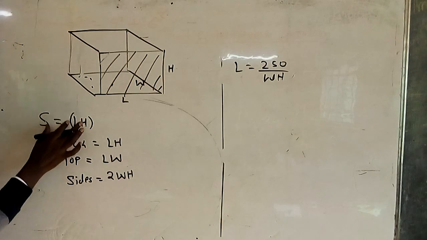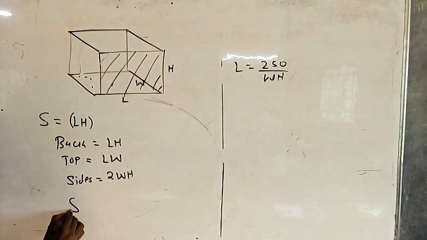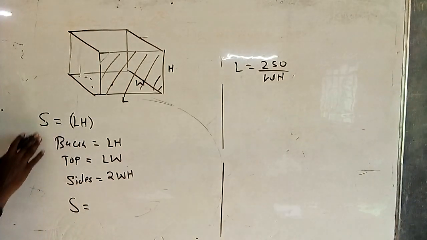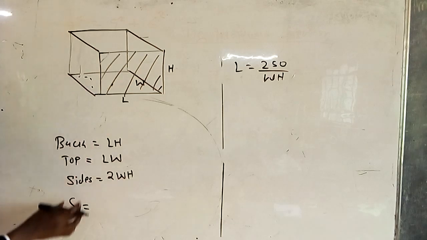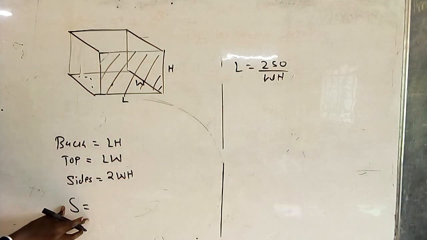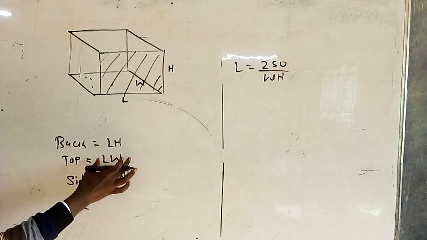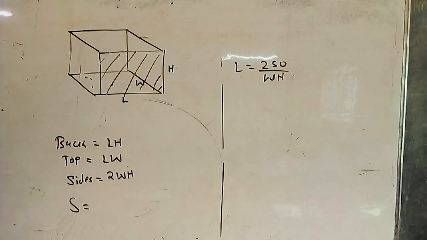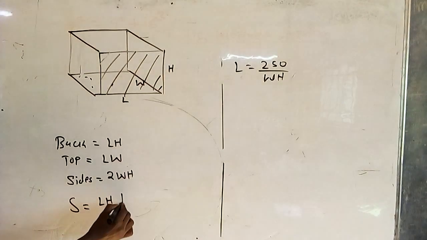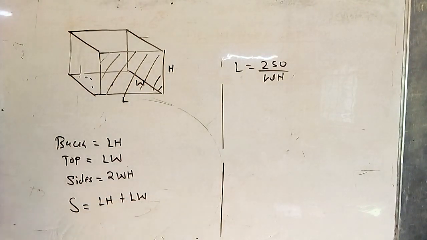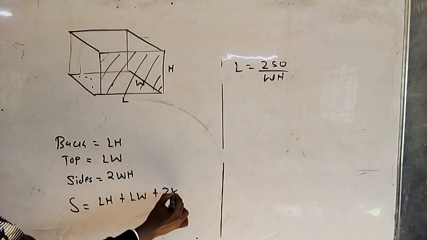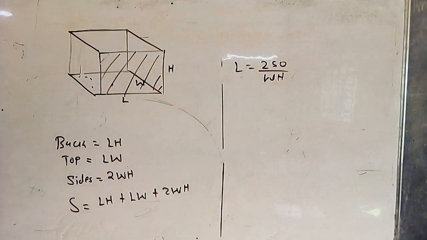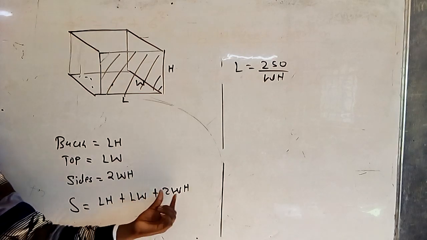So what is the total surface area? The total surface area, which we denote by S, is going to be the back plus the surface area of the top plus the surface area of the sides. So you get the total surface area to be LH plus LW plus 2WH. But now, you see this surface area is a function of three variables.